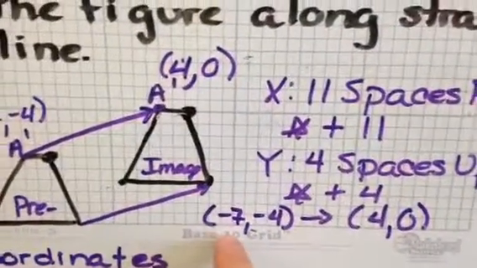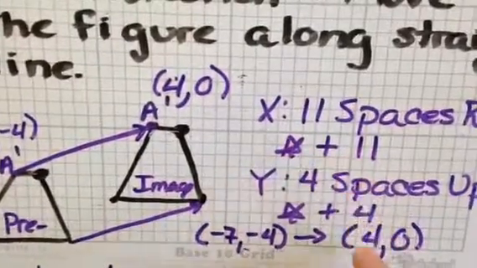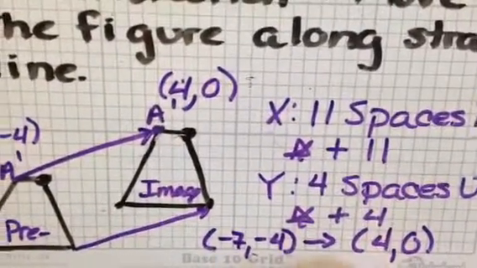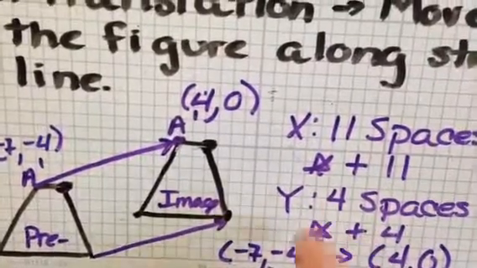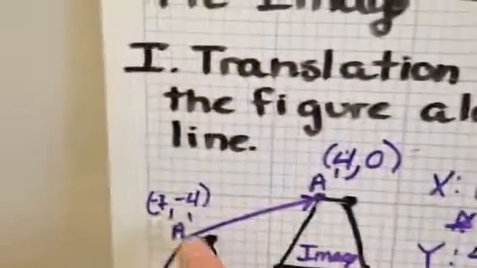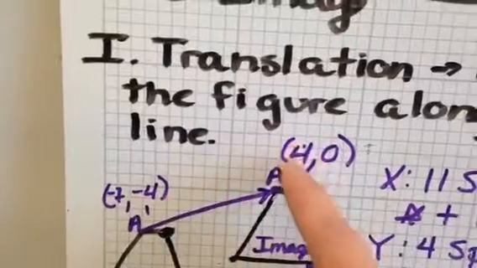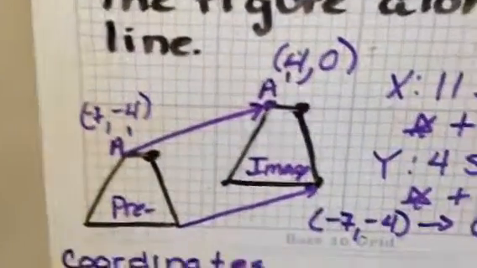This is how -7, if I add 11 to it, that's where I get 4. And I take -4, I add 4 spaces up to it, I'm going to get 0. So this -7, -4 becomes 4, 0.